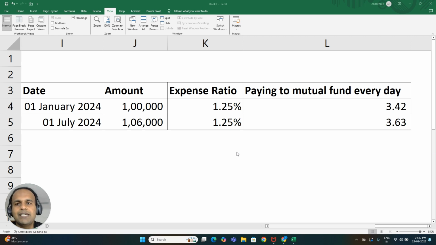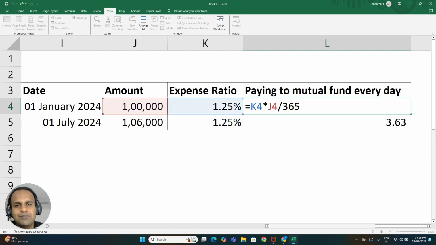So let's take this time period as 1 year, and in 2024, let's say the X mutual fund has an expense ratio of 1.25 percent. And suppose a person has invested 1 lakh as of January 1st, 2024, and the expense ratio is 1.25 percent, and he is actually paying to the mutual fund house every day 3.42 rupees towards its expenses. This is nothing but multiplying your amount with the expense ratio and dividing it by the total number of days in the year.